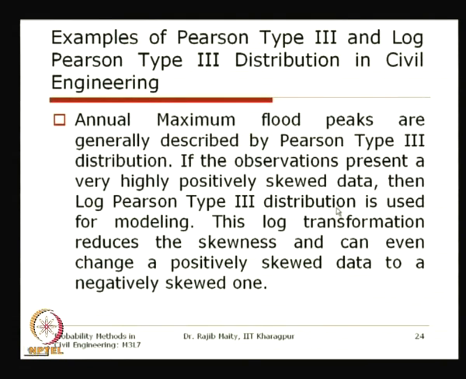Now, examples of Pearson type 3 and log Pearson type 3 distributions in civil engineering. Sometimes annual maximum flood peaks are generally described by the Pearson type 3 distribution. If the observations present very highly positively skewed data, then the log Pearson type 3 distribution is used for modeling. This log transformation reduces the skewness and can even change positively skewed data to a negatively skewed one. These things apply when we are talking about the annual maximum flood.